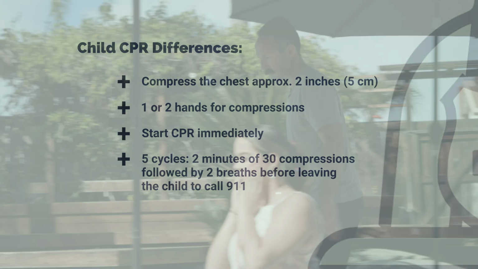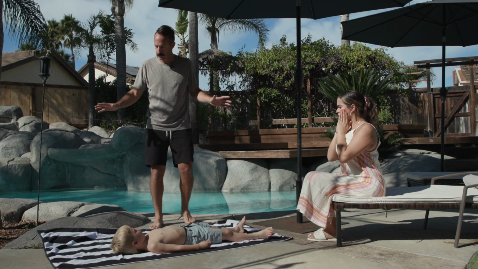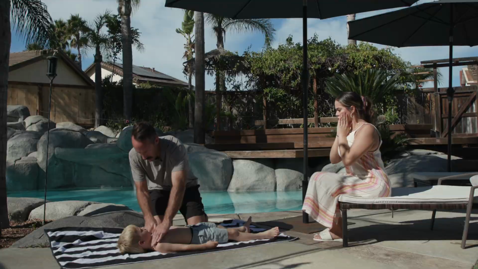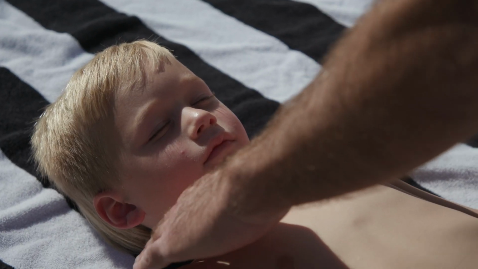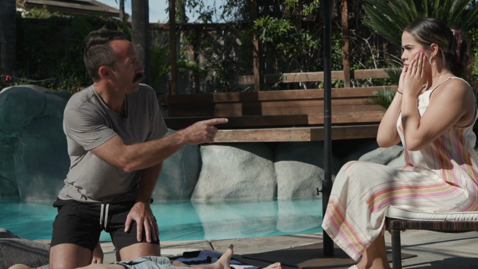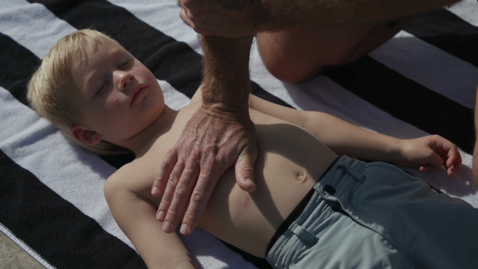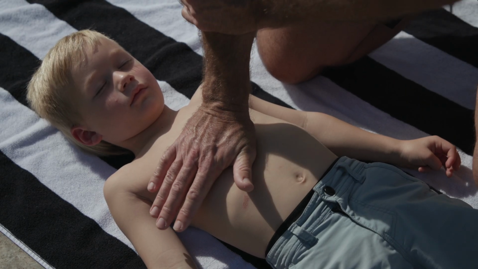To perform CPR on a child, check scene safety. Establish unresponsiveness by gently tapping and shouting, "Are you okay? Hey, are you okay?" If unresponsive, send someone to call 911 and get an AED. If you are alone, perform 2 minutes of compressions and breaths before leaving the child.